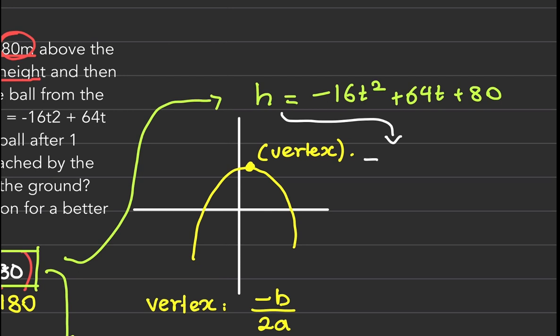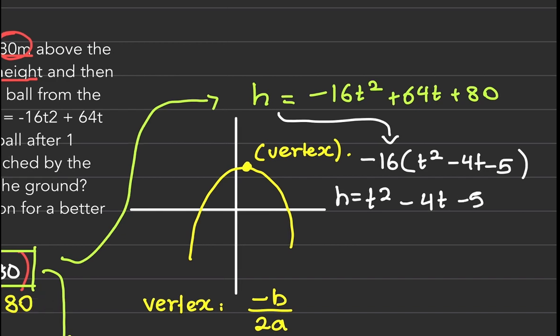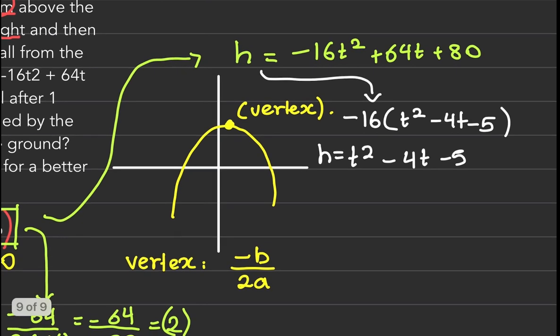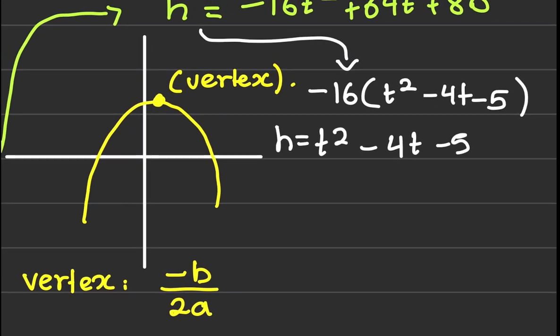So let's put negative 16 outside. Then inside we have t squared minus 4t, and 80 divided by 16 is 5. And we would have a minus here, minus 5. It's t there as well. So we have t squared minus 4t minus 5 equal to h. We have this. Now let's solve. Let's find the x values. So this is c, negative 5.